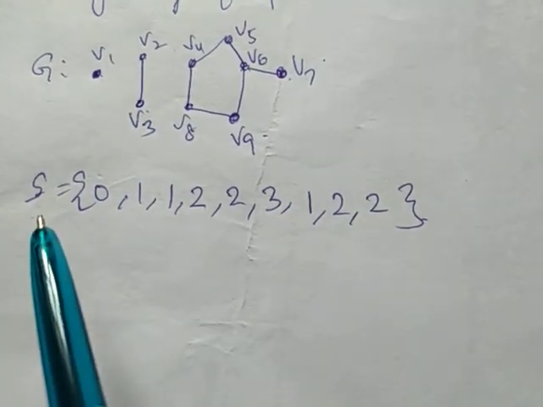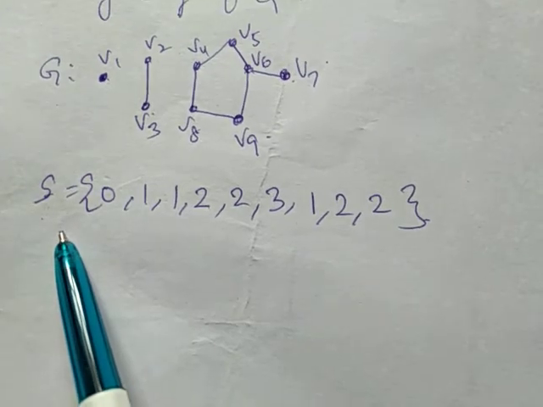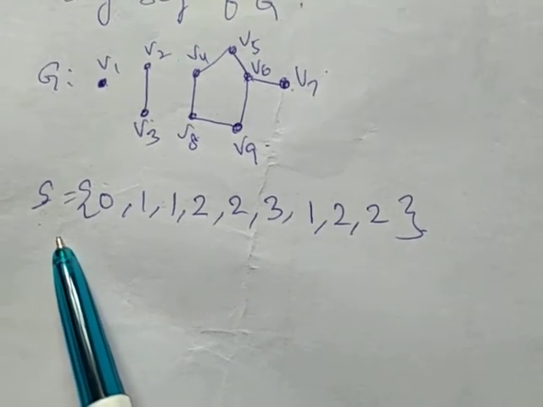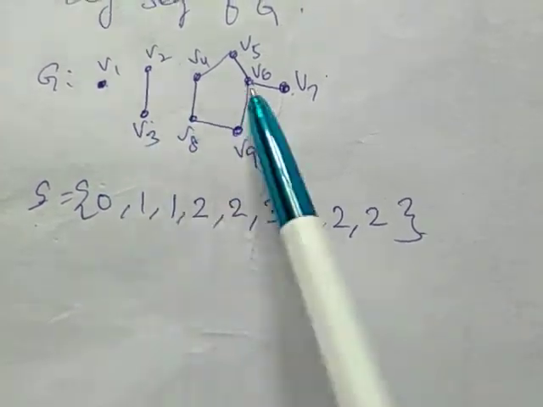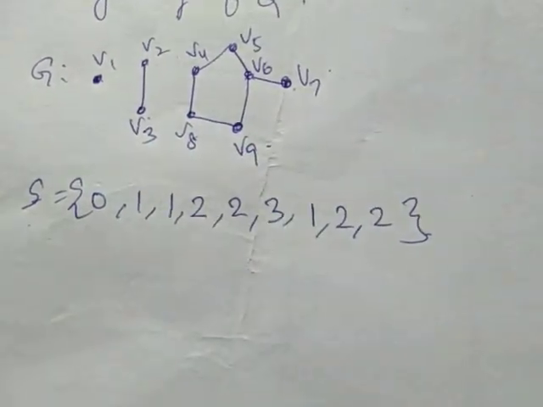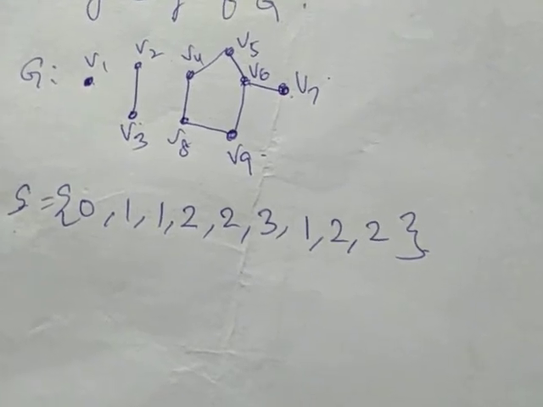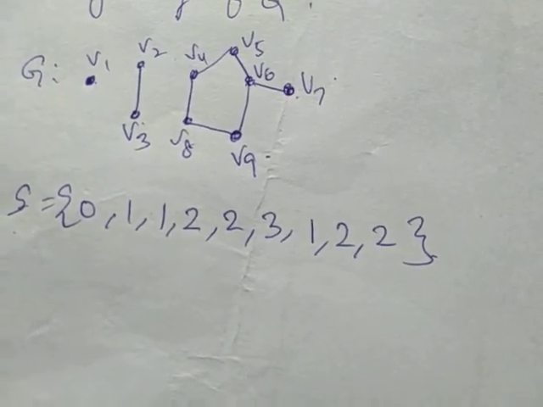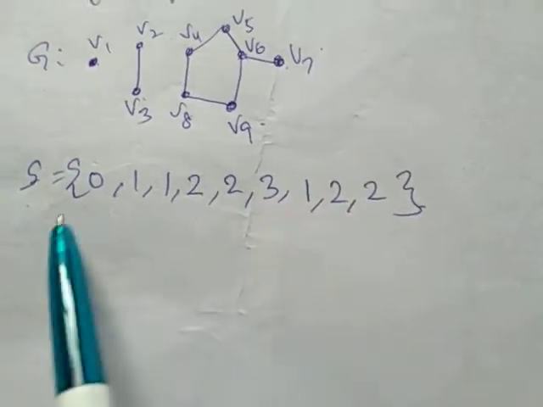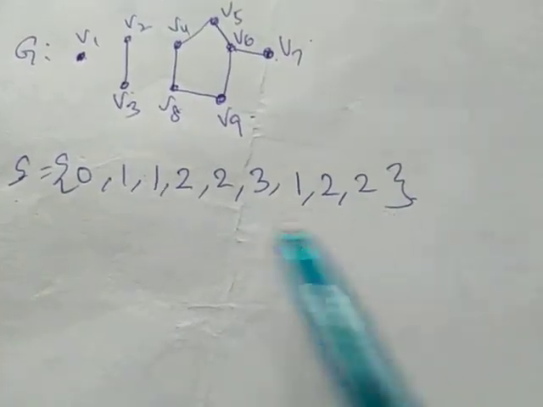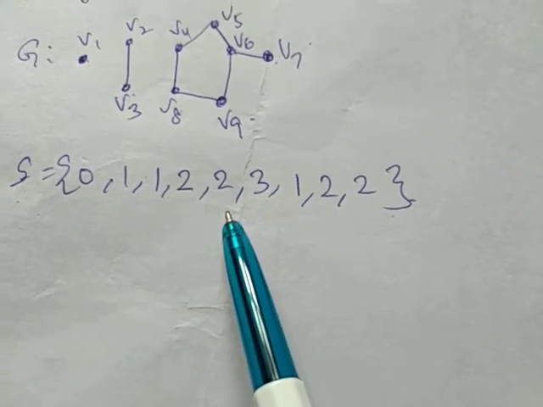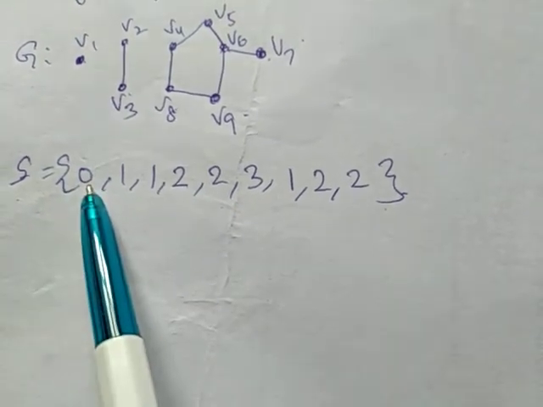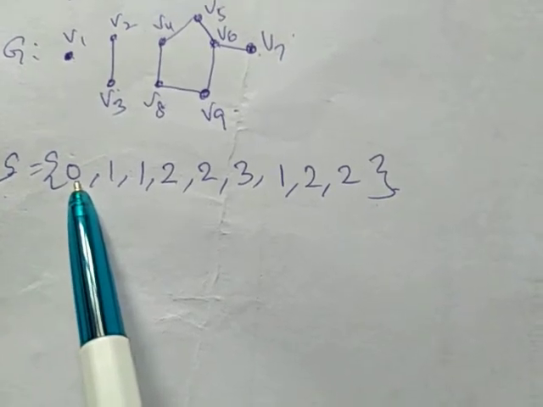So, the sequence S is known as a degree sequence of G if the degrees of the vertices of a graph are listed in a sequence. We call it the degree sequence of G. A finite sequence, having a finite number of elements. A finite sequence of non-zero integers. Here we are having 0.